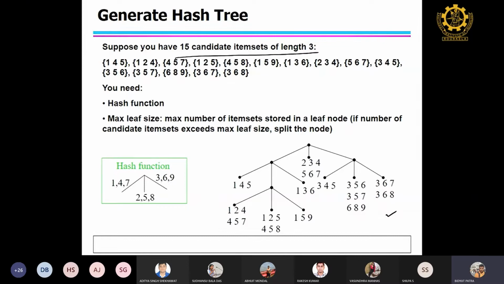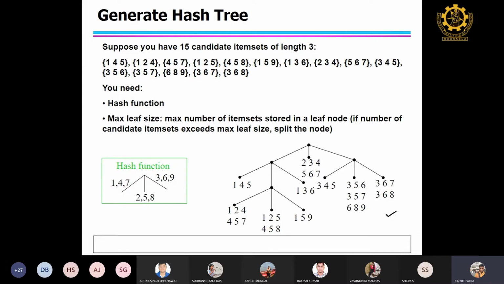Now once we generate the hash tree, we go to each transaction, and each transaction also will be converted. Let's say I have a transaction 1 2 3 5 6. From here I'll generate all possible candidate item sets, and then I'll trace the tree, and we'll increment the counter wherever it is matching the item set contained in the transaction with the item set in the hash tree. We'll show you with one example here.